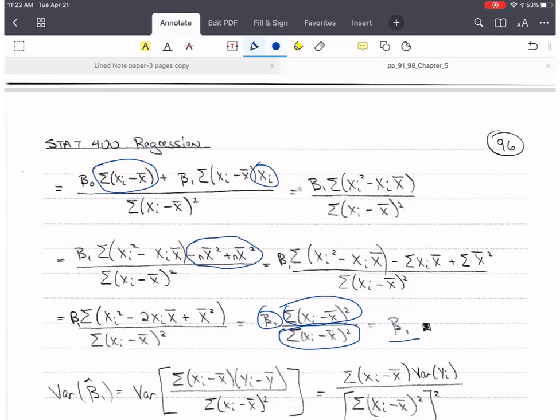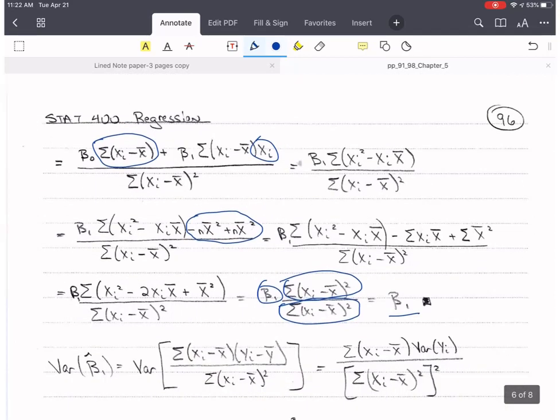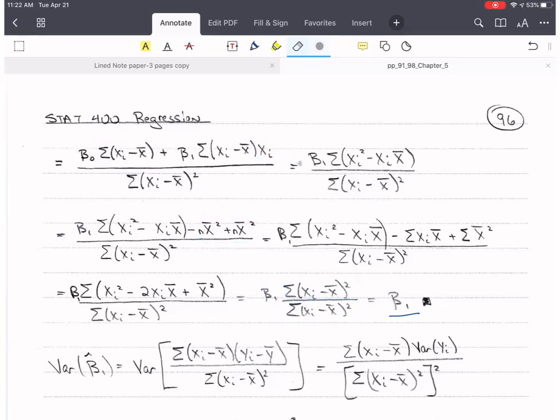So the expected value of beta 1 hat is beta 1, which is what we would hope. And so it's an unbiased estimator. So that is always nice when our estimator is unbiased. The expected value is equal to the parameter.